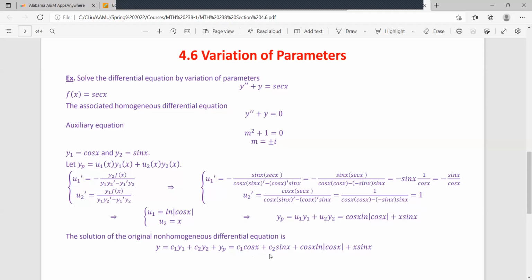Okay. Remember, y1, y2 are linearly independent solutions of the associated homogeneous differential equation. So this is the final answer for the problem. Any questions?